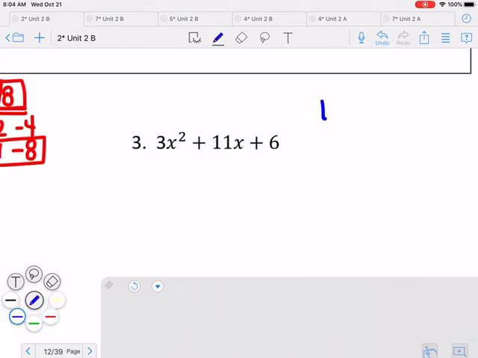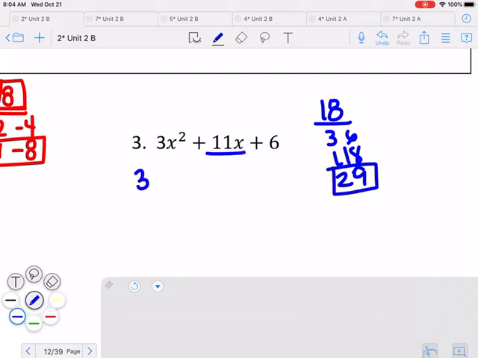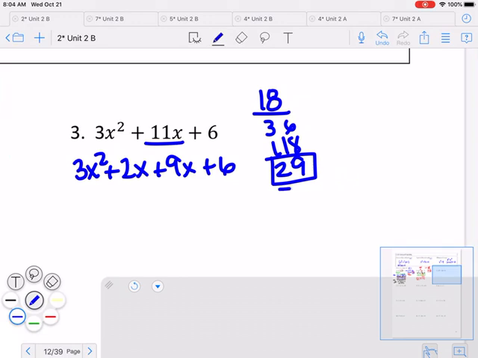All right, 3 times 6 is 18. Factors of 18: 3 and 6, 1 and 18, 2 and 9. 2 and 9 add to 11. So 3x squared plus 2x plus 9x plus 6. And by the way, it doesn't matter which of those you put first. I'll show you that at the end.